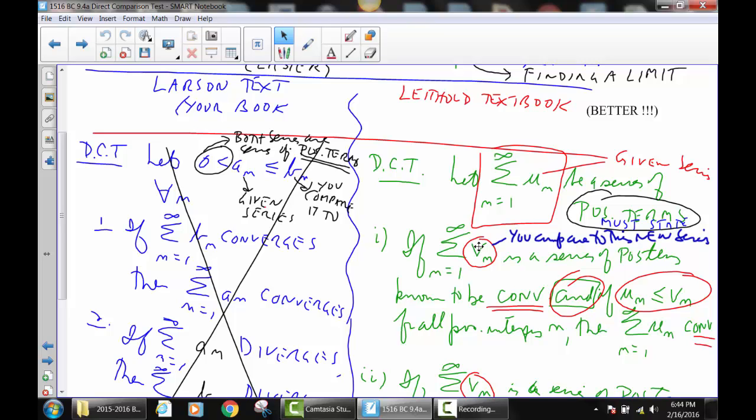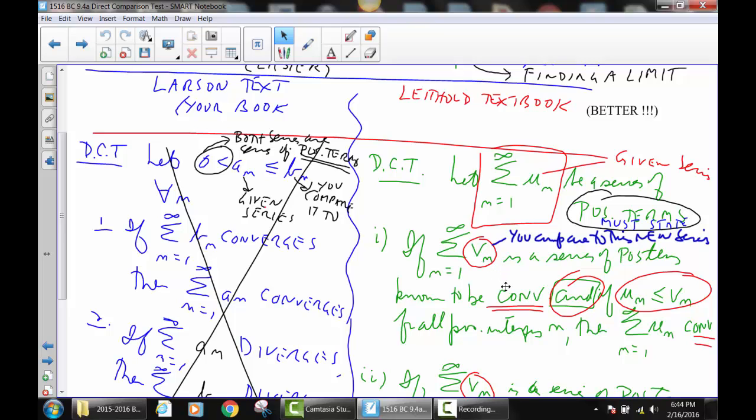You're going to then check to see whether that series Vn, which is going to have to be a series of positive terms, is convergent or divergent. And therefore, you're going to have to compare it to a series that you can easily decide is convergent or divergent. So like a geometric series or a p-series, that kind of thing.